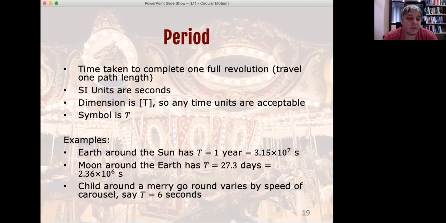Examples: the Earth going around the Sun has a period of 1 year. The Earth takes 1 year to do a complete rotation around the Sun. That is 3.15 times 10 to the 7 seconds, practicing unit conversions there. The Moon around the Earth orbits the Earth once every 27.3 days, which is 2.36 times 10 to the 6 seconds. And that child on the merry-go-round, again, depends on the exact setup of that merry-go-round. We are going to make a guess and say that this child has a period of 6 seconds.